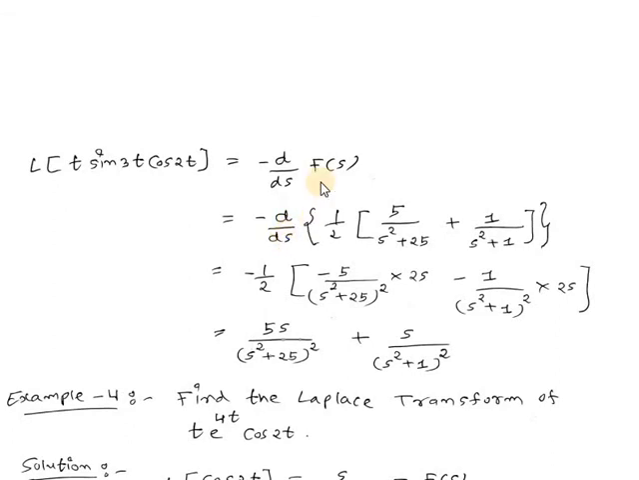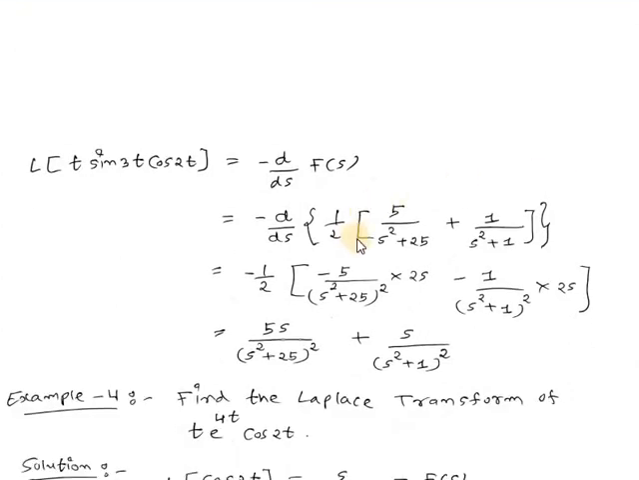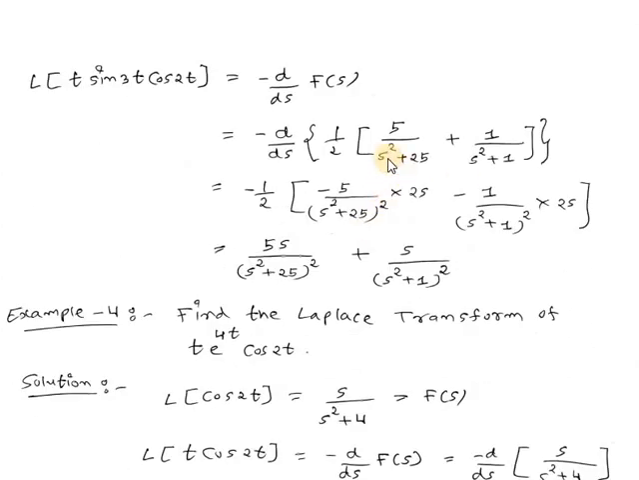So minus d by ds, what is our f of s? It is 1 by 2 in bracket 5 divided by s square plus 25 plus 1 divided by s square plus 1. So here we have to take the derivative of this term with respect to s. So derivative of 1 by x will be minus 1 by x square. So here the derivative of this term will be minus 5 divided by s square plus 25 whole square. Then we have to take the derivative of this term also. So derivative of s square will be 2s, and derivative of 25 will be 0.